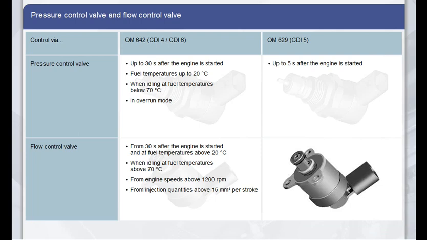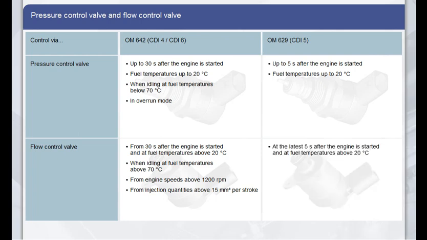On the OM629, the high pressure is only regulated by the pressure control valve for the first 5 seconds after the engine is started, or until the fuel reaches a temperature of 20 degrees Celsius. At fuel temperatures above 20 degrees, the flow control valve takes over high pressure control 5 seconds at the latest after the engine is started. During normal driving at large injection quantities and high engine speeds, the high pressure is regulated exclusively via the flow control valve.